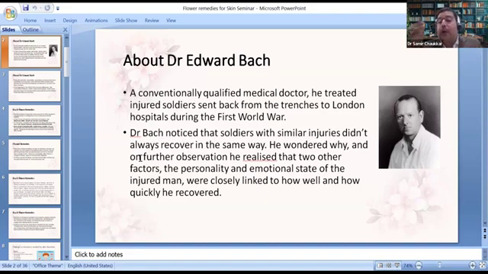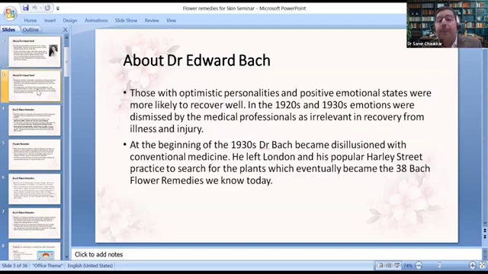Even the person who was quite optimistic required less morphine as a painkiller than the other person. Because you know, in war, what is given? So much pain is there, you give morphine, opium to people, right? Even that does not help with the pain. So these were the two factors that he found out. Those with optimistic personalities and positive emotional state were more likely to recover well.